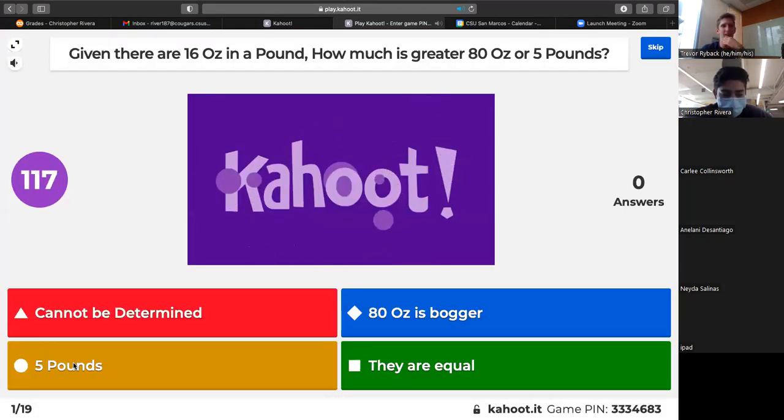Given there are 16 ounces in a pound, which is greater, 80 ounces or 5 pounds? Pardon the spelling mistake there. That is supposed to be bigger and not bogger.